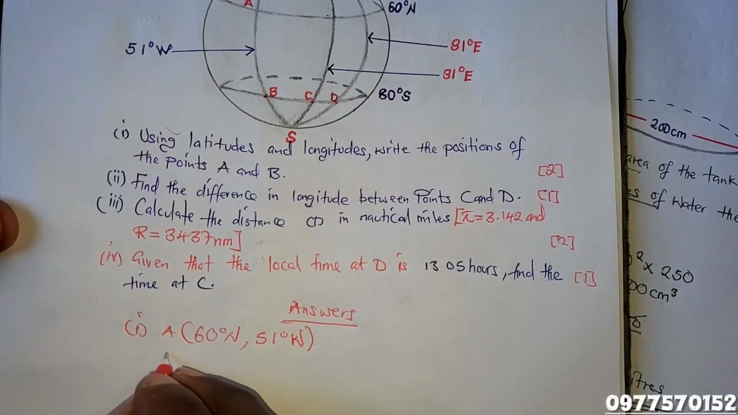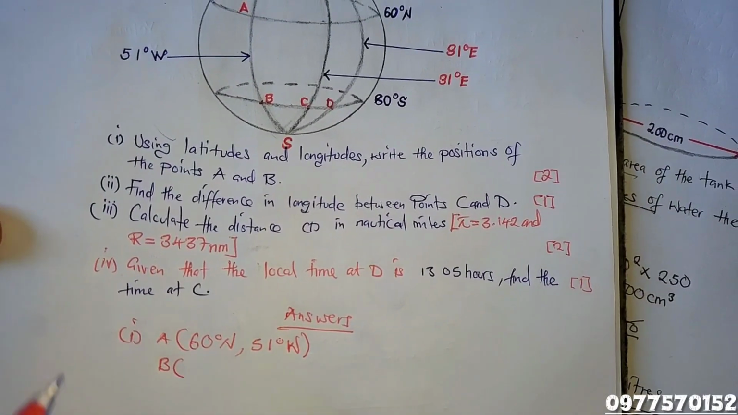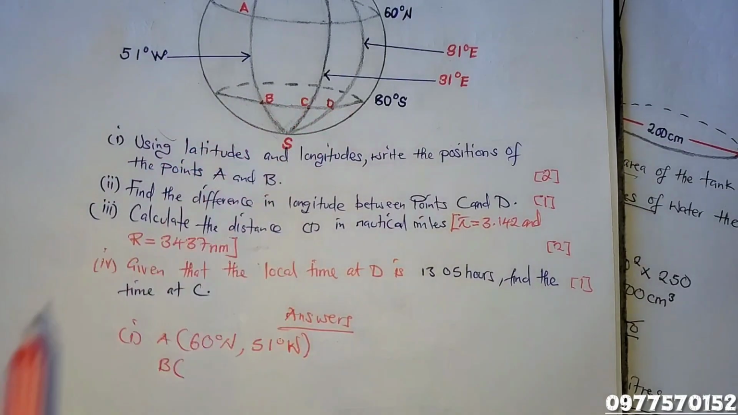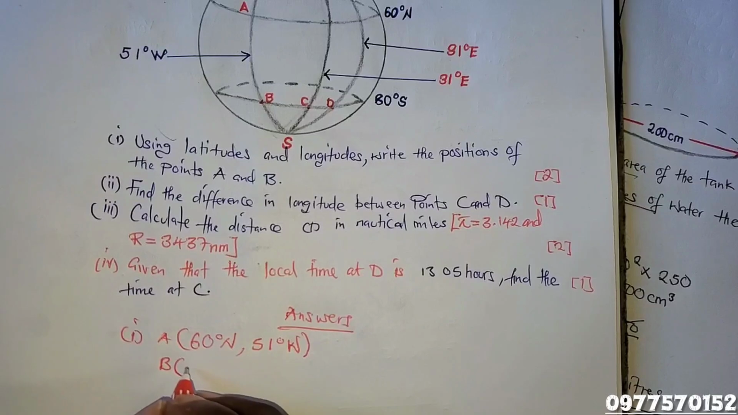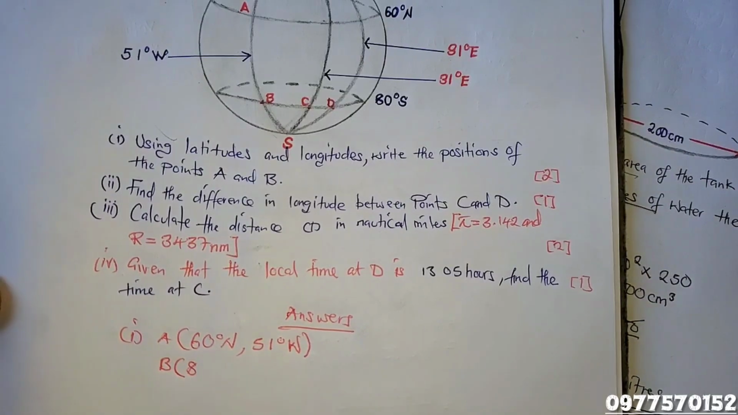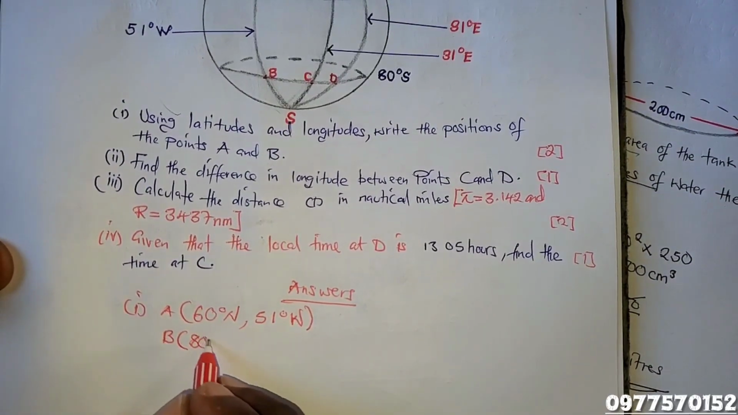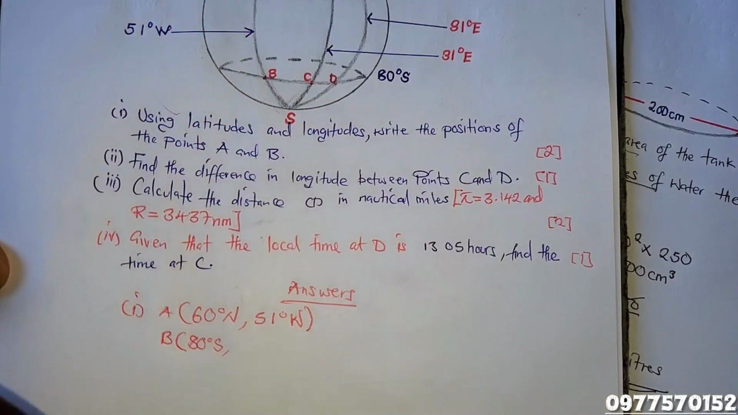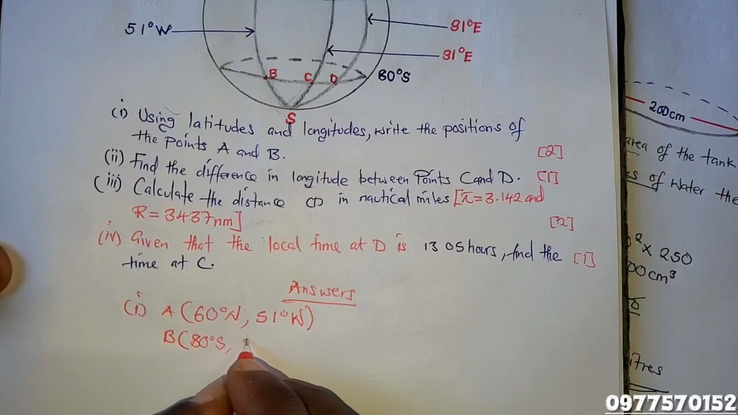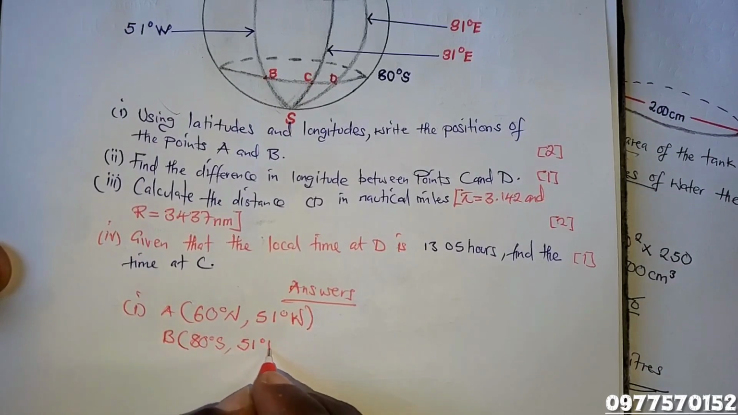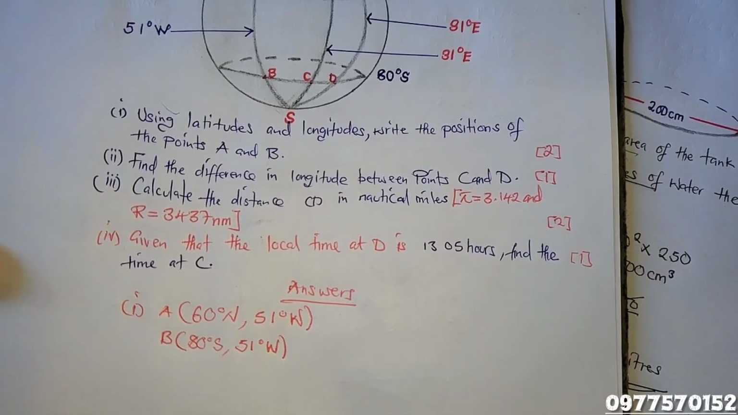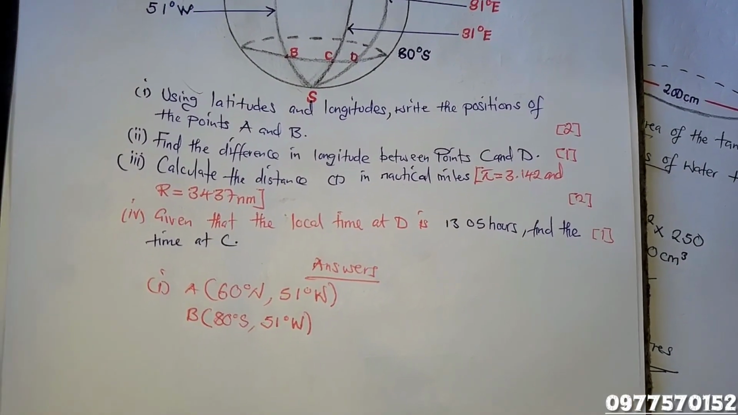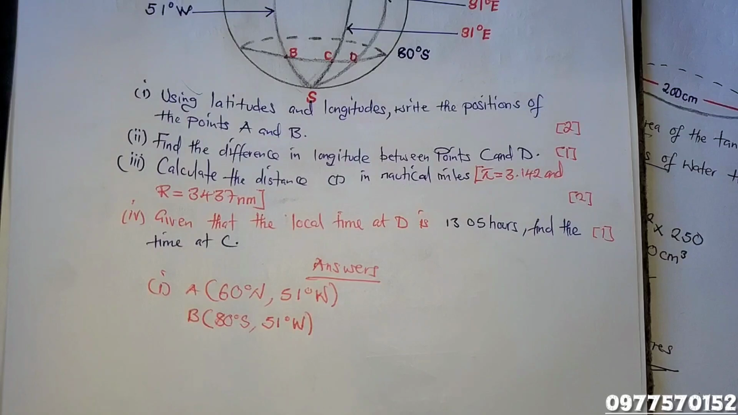Then we go to B. Look at B. B is here. You ask yourself, on which latitude is B? B is on latitude 80 degrees south. So I'm going to write 80 degrees south, comma, the longitude is 51 degrees west. Okay, so that is the first solution to the first question.